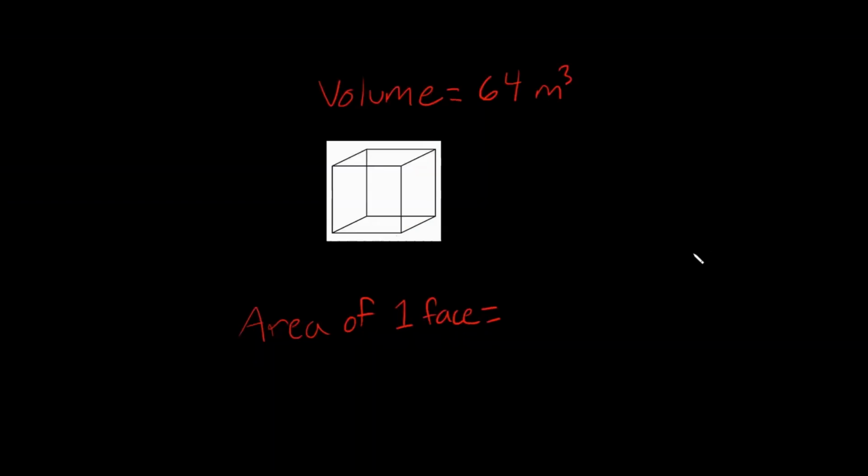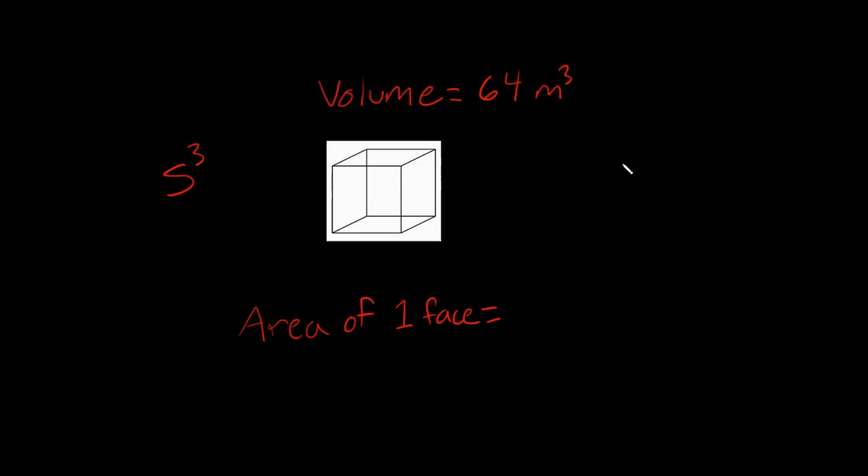So now we are given the volume of this cube and we want to find the area of one of its faces. So we know that the formula for volume is a side length to the third power. So we know that the side length is going to be the cube root, or just a number that multiplies by itself 2 times, right, to get 64. And we can just test this out. So 2 to the third power is 8, 3 to the third power is 27, and we know that 4 to the third power is 64.